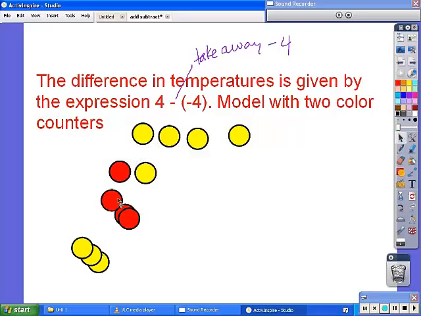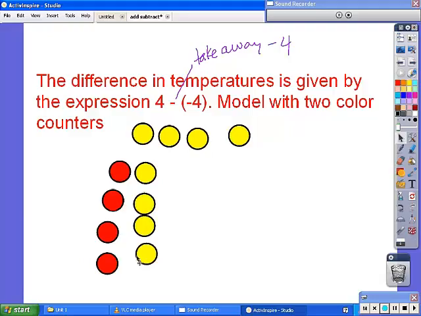Okay, so we're going to need to add 0 pairs here. Again, you can just do y's and r's. So by adding 0 4 times, we're still at 4. But now at least we have that negative 4 we can take away. So if we take away these negative 4, we're left with 1, 2, 3, 4, 5, 6, 7, 8. And they're yellow, so a positive 8.